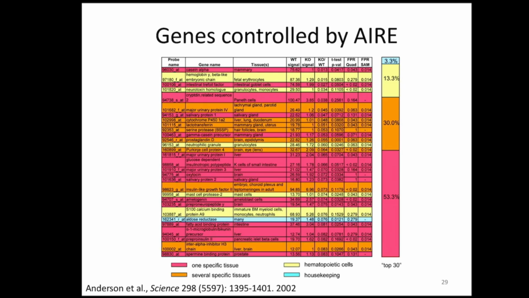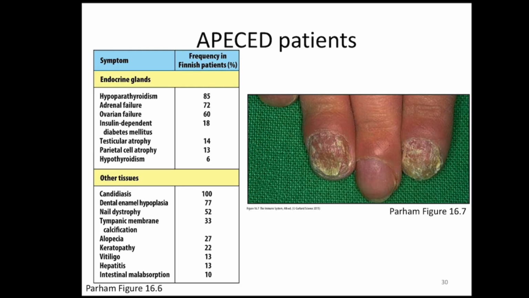So basically what happened is there are some people who don't have AIRE, and people were like, what's wrong with these patients? We can't figure it out. And when they did a study, they found they all had a mutation in AIRE. That's how AIRE was described. These patients have a disease called APSED.